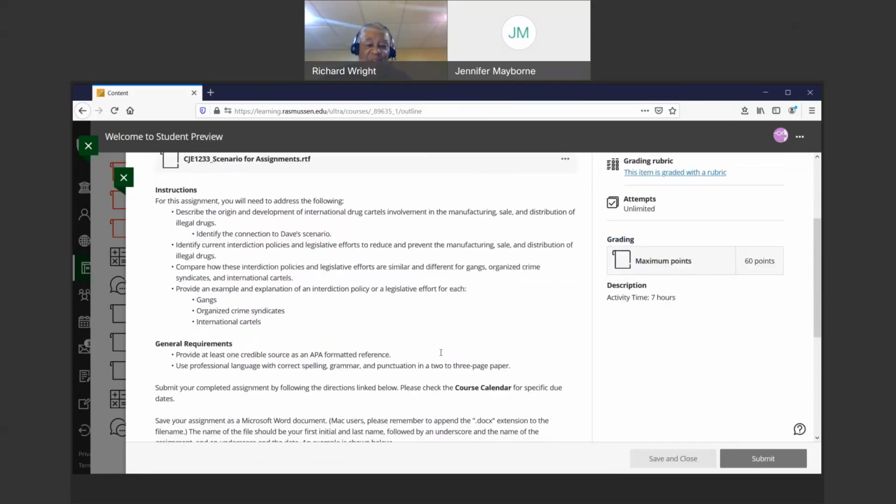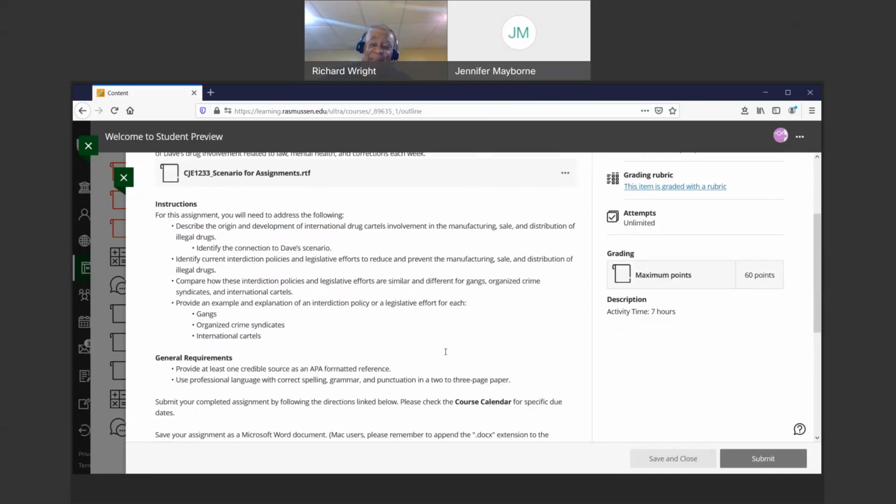It says at least one credible source as an APA formatted reference. Well, you know my policy on that. The more credible sources you provide, the better your paper will be.